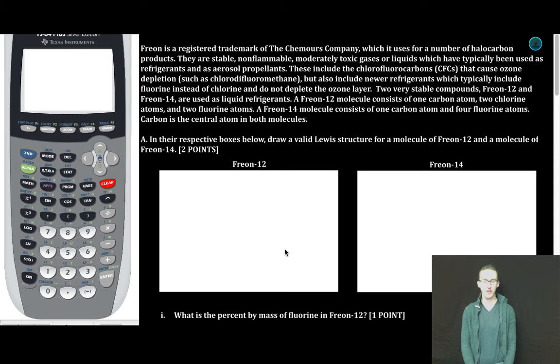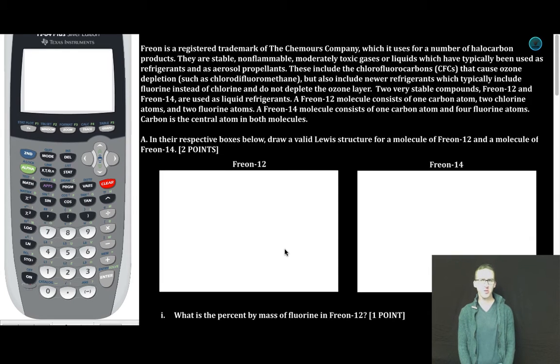Who is ready for a thriller of a free response practice? Freon is a registered trademark of the Chemours company, which it uses for a number of halocarbon products. They are stable, non-flammable, moderately toxic gases or liquids which have typically been used as refrigerants and as aerosol propellants. These include the chlorofluorocarbons that cause ozone depletion, such as chloro-difluoromethane, but also include newer refrigerants, which typically include fluorine instead of chlorine and do not deplete the ozone layer.